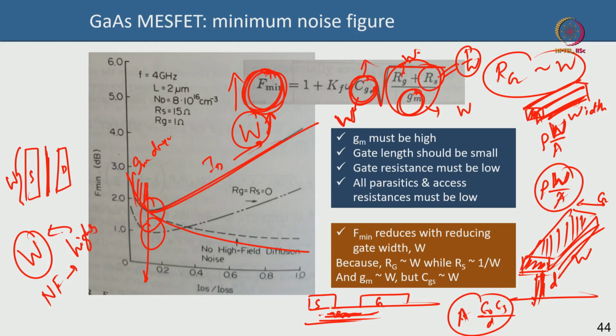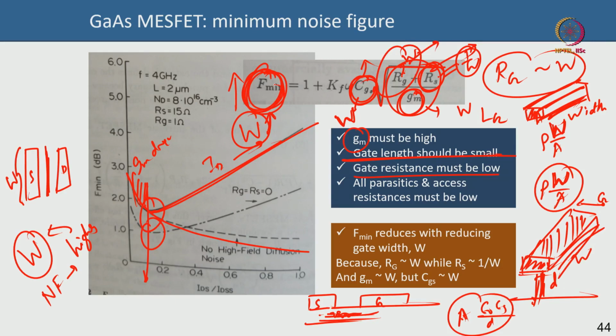So you have to keep your gate width as low as possible. Gate length should also be shrunk down. The lower the gate length, the lower your noise, and GM must be high, because a lower gate length will also enable you to achieve higher transconductance. Of course, I do not have to tell you that the gate resistance has to be as low as possible. You want to keep the gate resistance low, and you also want to keep the source resistance low in general, so that your noise figure comes down.